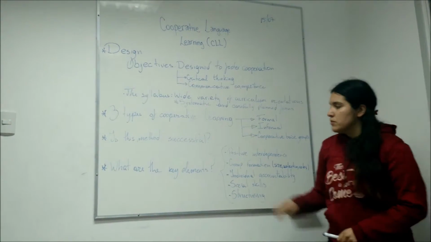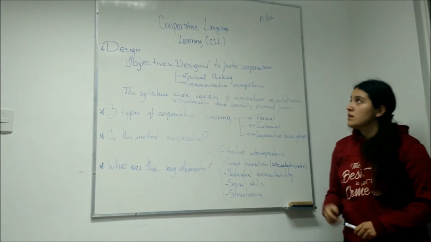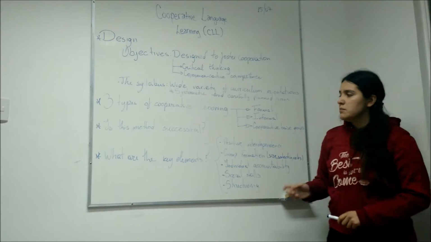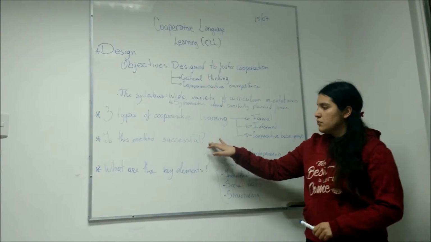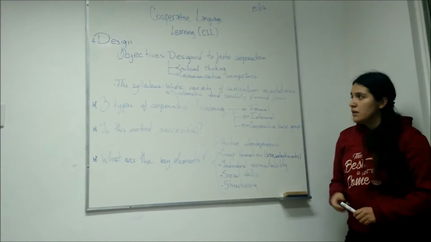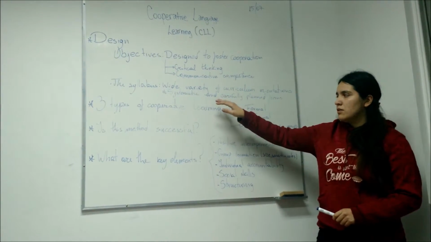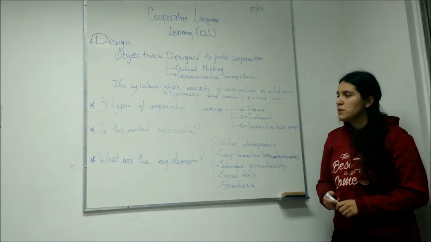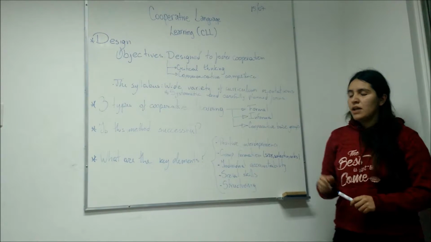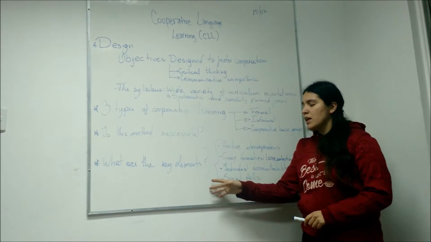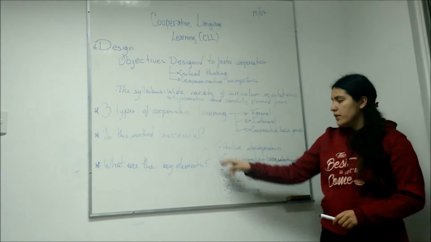Next, I'm going to speak about 2 questions that might help you to understand cooperative language learning. The first one is, is this method successful? Actually, this method will be successful if you are organized and if you keep on doing the systematic and carefully planned forms. That means that you have to be organized, that you have to care about every little detail. The next one is, what are the key elements? The key elements are 5.